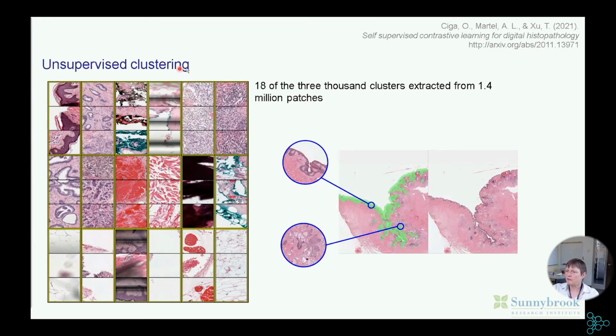And again, if you do the unsupervised clustering on that SimCLR representation, you get very, very strong clusters. Each of these is a different cluster based on that latent representation. And you can see that you can map that to whole slide images very effectively. This is a very powerful unsupervised method of looking at our data.